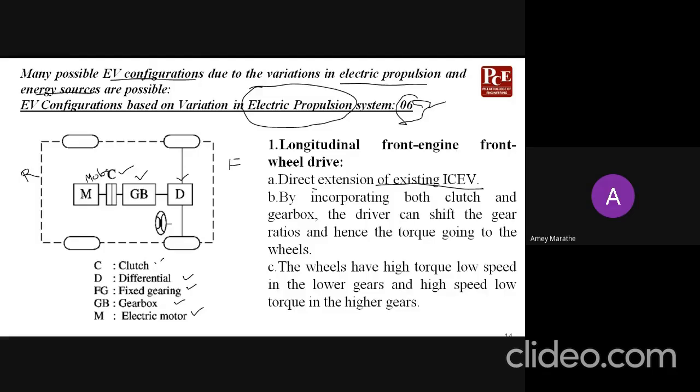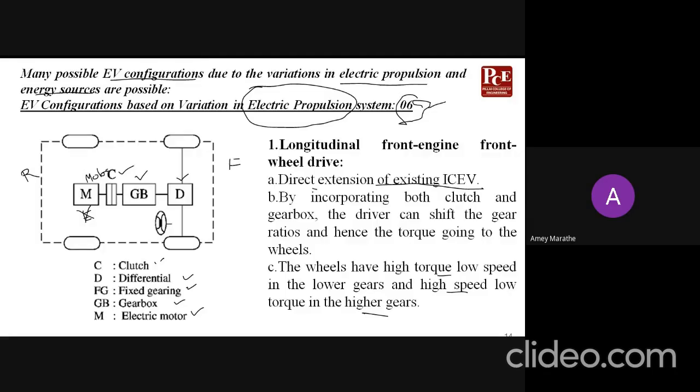So what are we doing? Instead of the engine, I have simply removed the engine and put a motor, and all the other components, your clutch, your gearbox, your differential, everything is there. Only what I have done is replaced the engine with a motor. By incorporating both clutch and gearbox, the driver can shift the gear ratios and hence the torque going to the wheels. The wheels have higher torque and low speed in lower gears, and high speed and low torque in higher gears. Now this you all know.